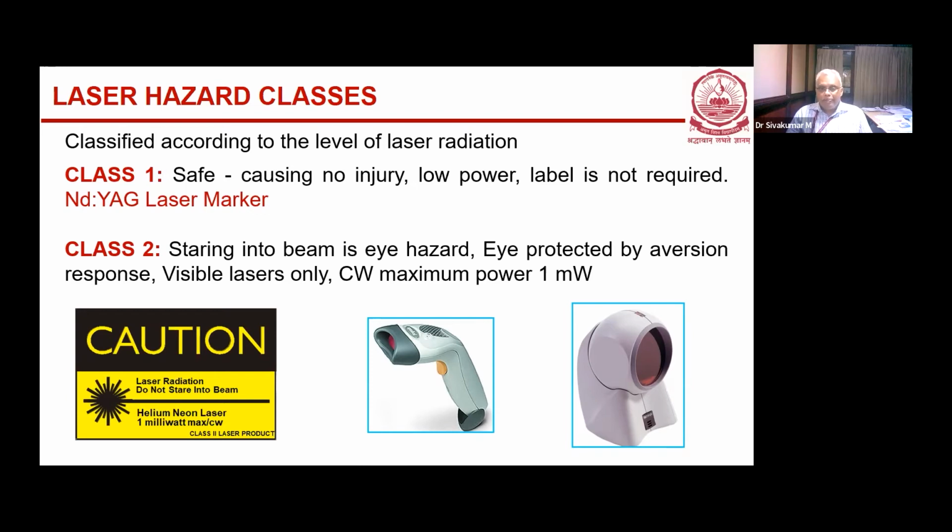If the power is a maximum of CW 1 milliwatt, it comes under the class 2 category. For class 2, you have to have this kind of caution notice warning symbol, class 2 laser product. You can see the helium neon laser comes under this category. These are warning signs for people, so that they wear protective glasses.